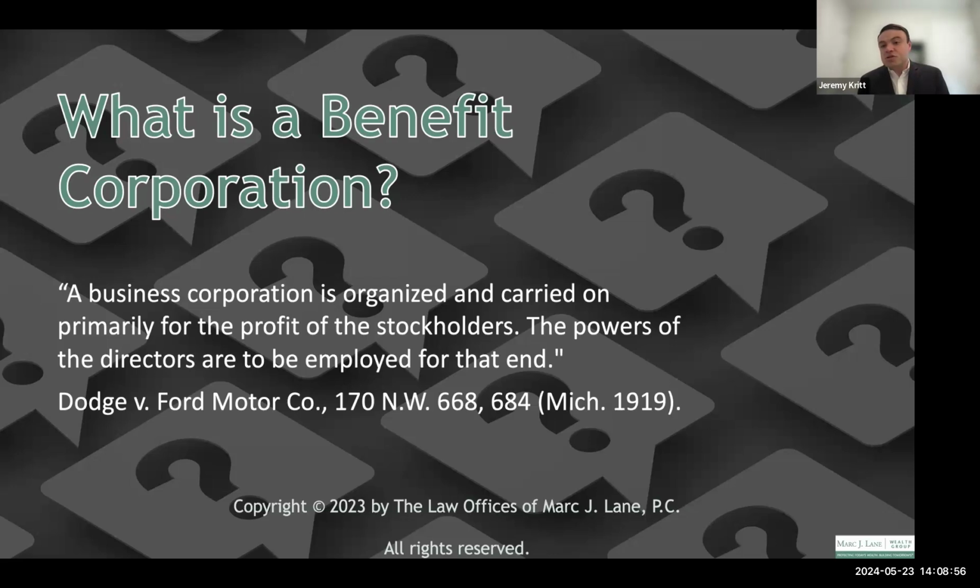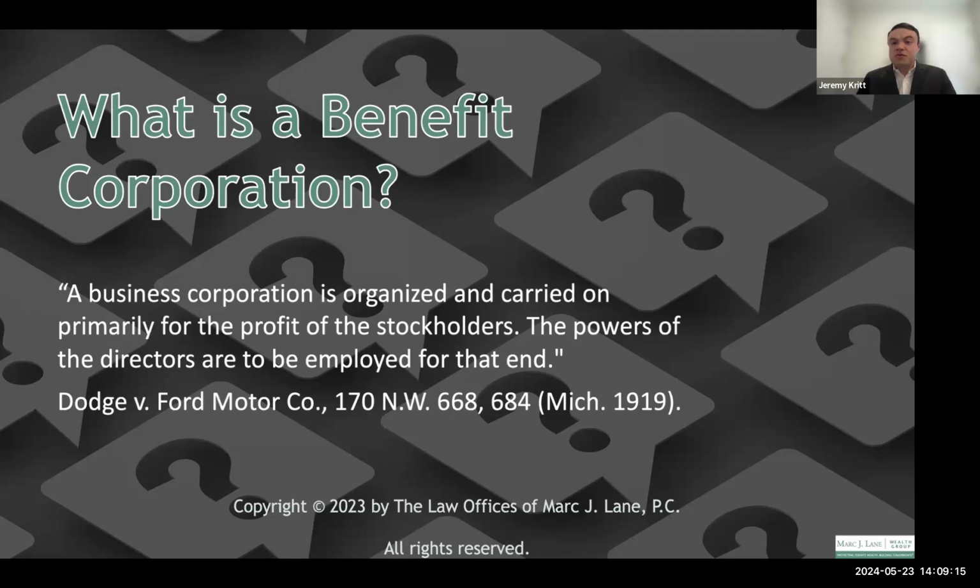So what this illustrates is the concept that's known as shareholder primacy. And shareholder primacy is the idea that what's in the best interests of the corporation is always increasing the value of that corporation.